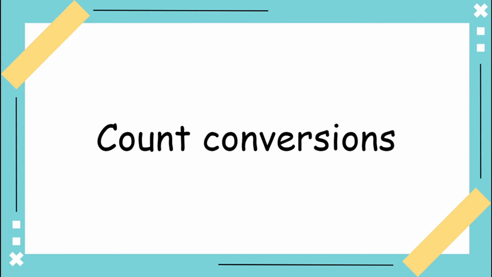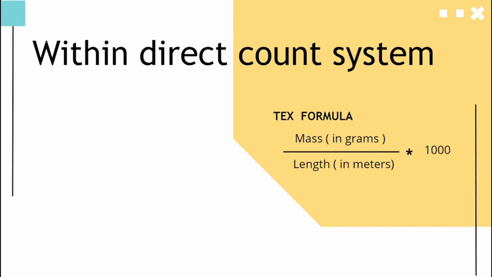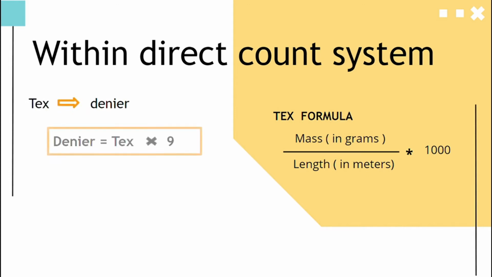Now, we are going to learn about count conversions, that is, how to convert the count from one system to another. First, conversions within the direct count system. We already know that the formula for tex is mass upon unit length into 1000. To convert the tex to denier, it is simply multiplied by 9, so that we can arrive at the denier formula. We can convert denier to tex by using the same formula. Next is to convert the tex to decitex. It is also similarly tex multiplied by 10.